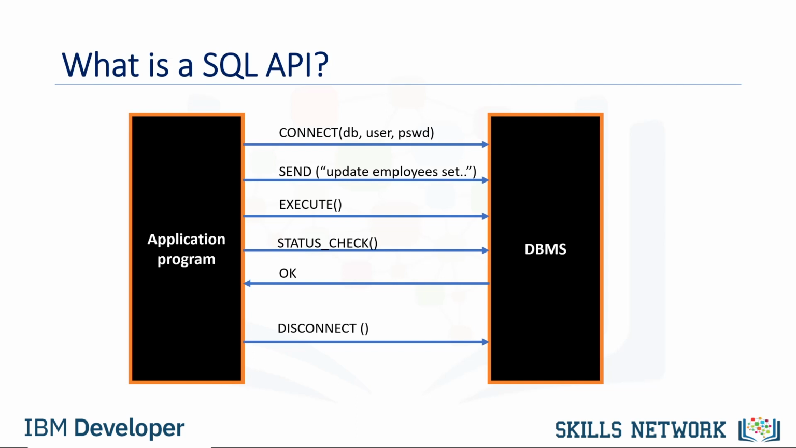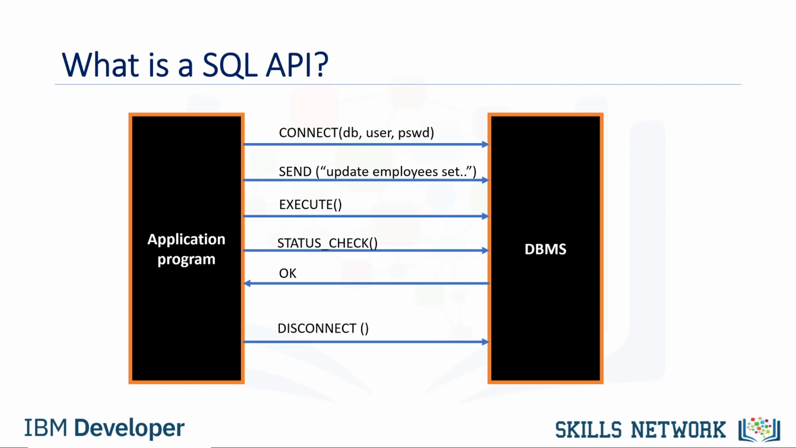To pass SQL statements to the DBMS, an application program calls functions in the API, and it calls other functions to retrieve query results and status information from the DBMS. The basic operation of a typical SQL API is illustrated in the figure. The application program begins its database access with one or more API calls that connect the program to the DBMS.